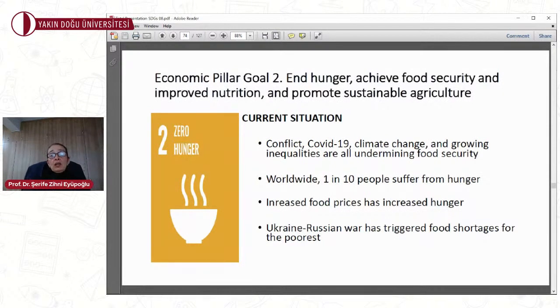Okay, the second pillar, zero hunger. The current situation, again, due to conflicts, due to COVID-19, due to climate change and growing inequalities all around the world, is also undermining food security. Worldwide, 1 in 10 people are suffering from hunger. Again, increased food prices have also increased hunger. And again, the Ukraine-Russia war has triggered food shortages for the poorest. Because COVID-19 and the Ukraine war have occurred over the last 2 or 3 years, this has drastically, unfortunately, prevented a lot of progress towards the achievement of all of the sustainable goals.